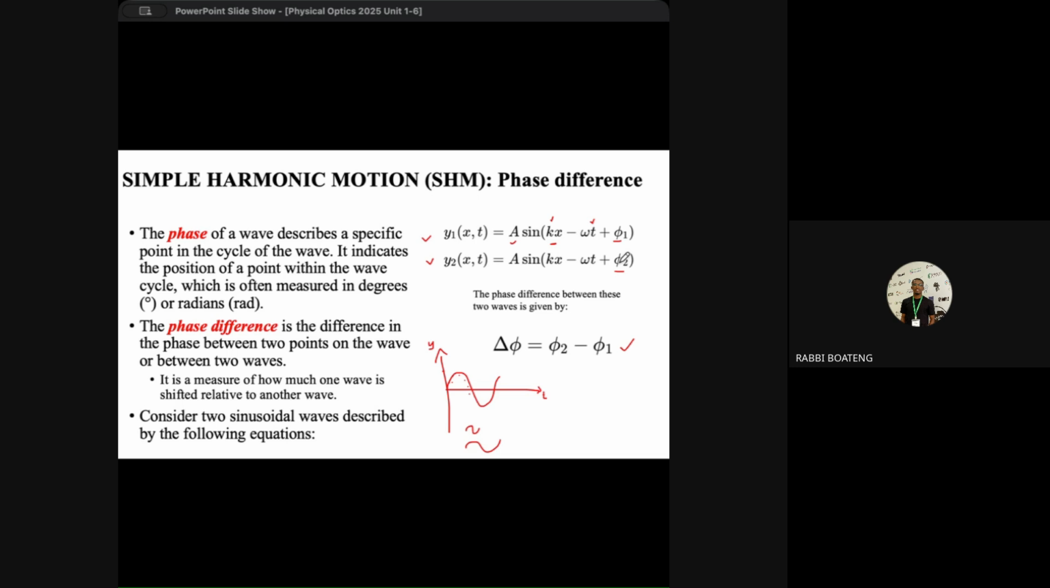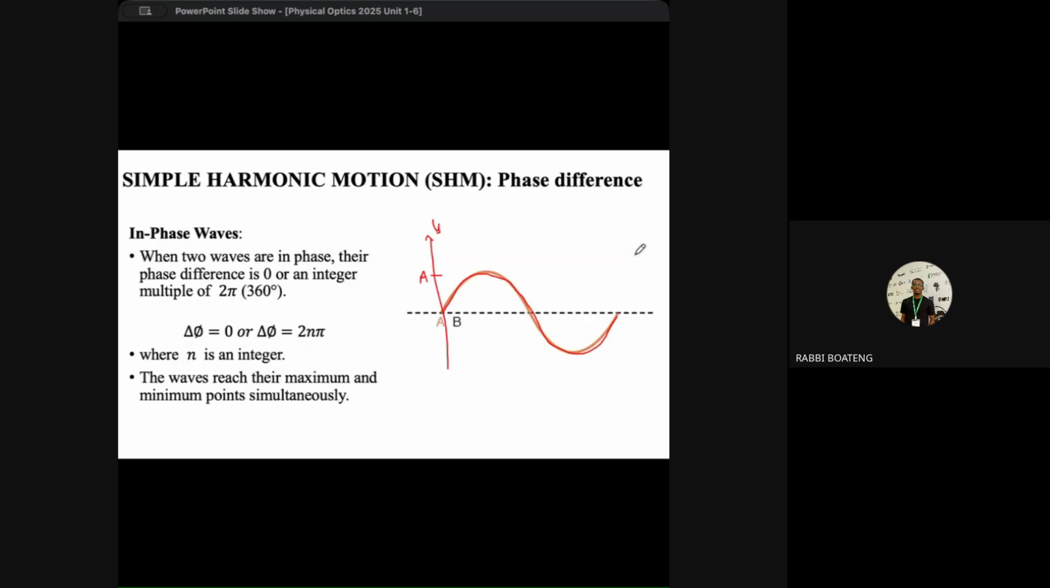If the phase constant is 2 here and it's another 2 here, voila, we will say they are in phase. So it's just dependent on the value that we have for A and for B. And we are saying that anytime they are in phase, it means they have the same phase constant value. So where they will start, that is where they all start.